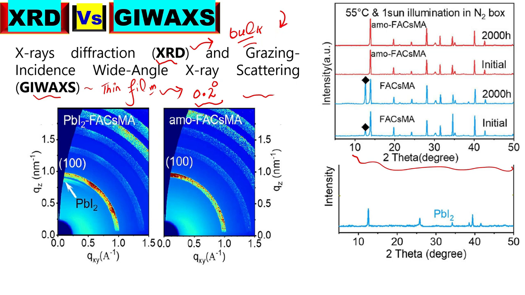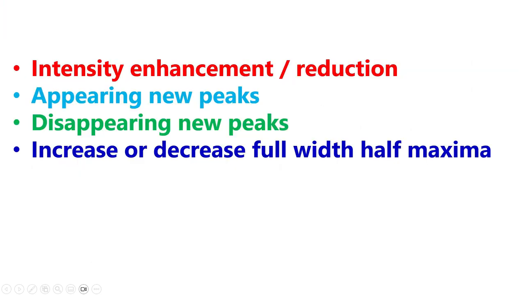I will also explain how to write about these two techniques, and these techniques must support each other. Generally, we use these two techniques to know about different parameters. First of all, we want to see intensity enhancement or reduction. This is one indication from results. In conventional XRD, we have peaks, which are one-dimensional. When we have an increase or decrease in peaks, it gives us information. In the case of grazing incident angle, we basically get a ring, and that ring is two-dimensional.